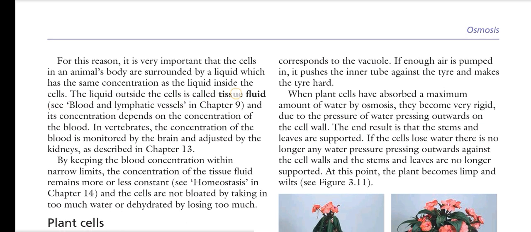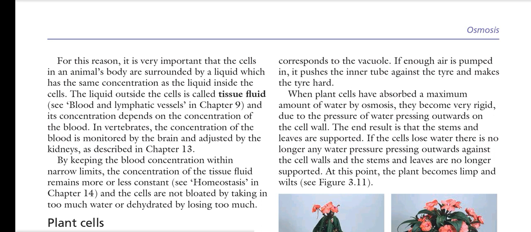The liquid outside the cell is called the tissue fluid, or we can say the interstitial tissue fluid. Simply, the environment inside the human body, the environment outside the cell, and the concentration of water in the cytoplasm inside the cell are the same. So we can say this condition is called isotonic, and its concentration depends on the concentration of the blood.